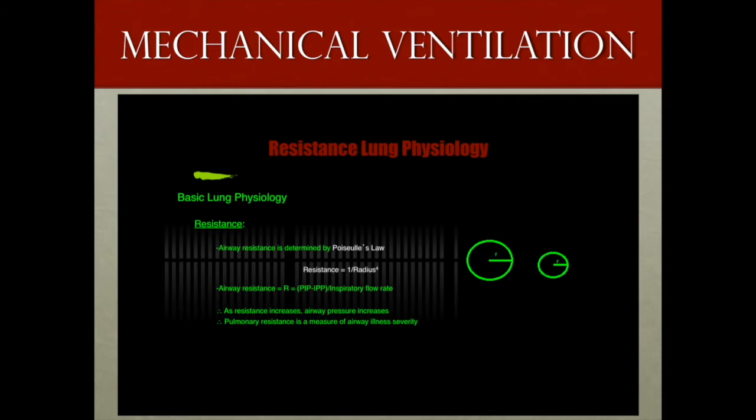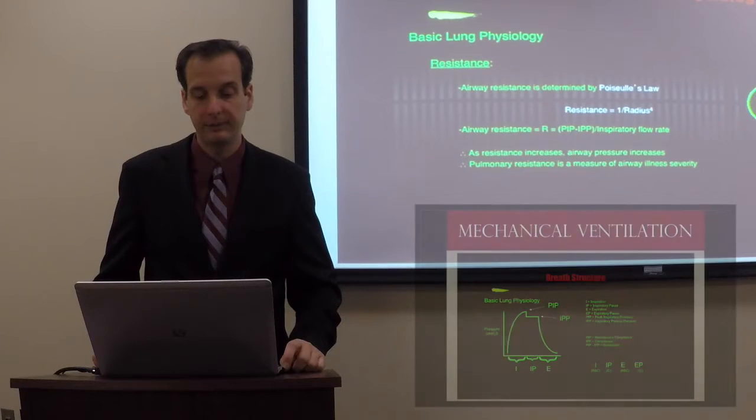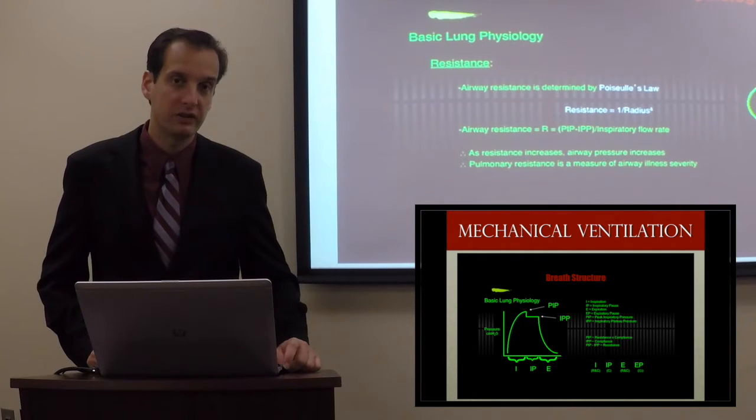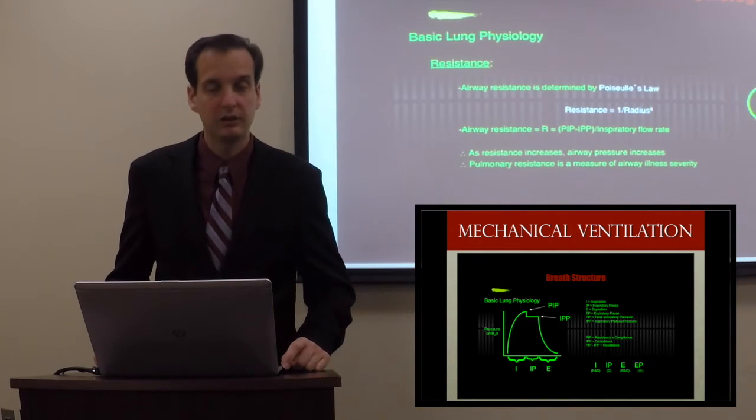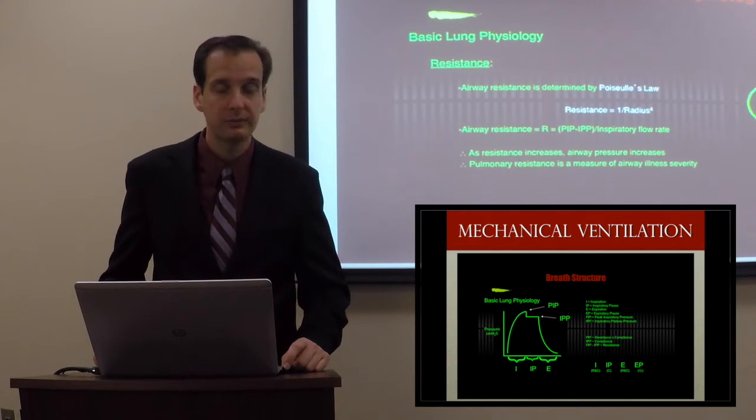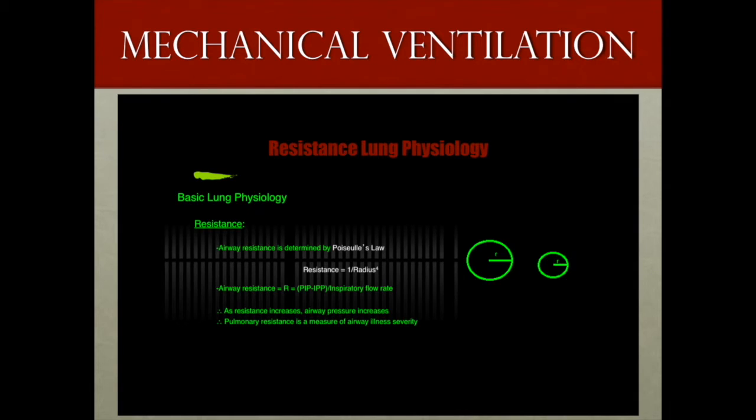Because it is not practical or possible to measure all the various airways within your respiratory system to figure out the radius, there is a clinical formula once again, and that is airway resistance R is equal to the peak inspiratory pressure minus the inspiratory plateau pressure divided by the inspiratory flow rate. And remember, your peak pressure represents resistance and compliance, and your inspiratory plateau pressure represents compliance. The difference between the two represents measured resistance. As airway resistance increases, airway pressures increase. And pulmonary resistance is a measure of airway illness severity.